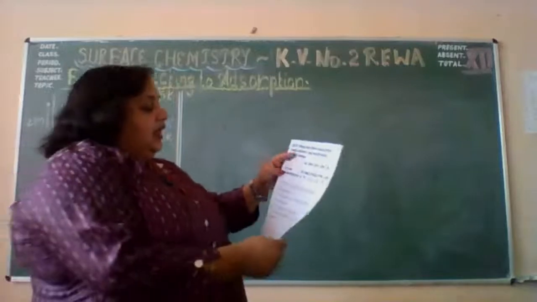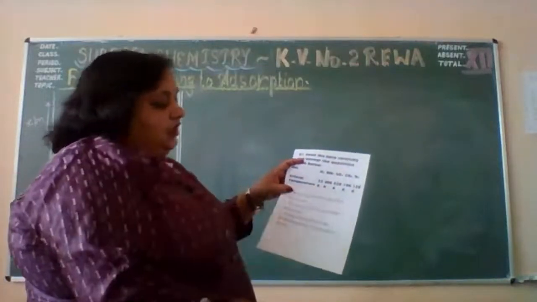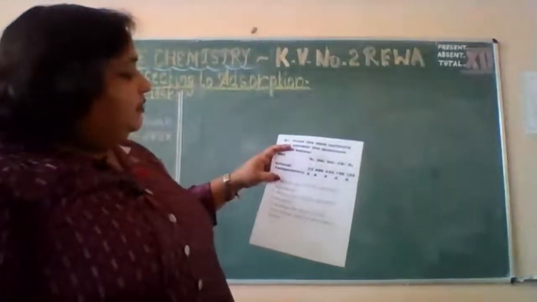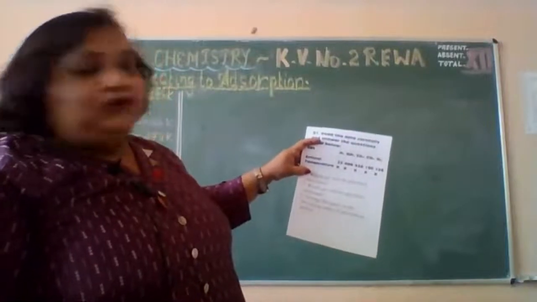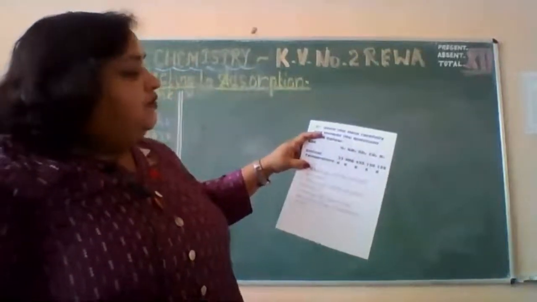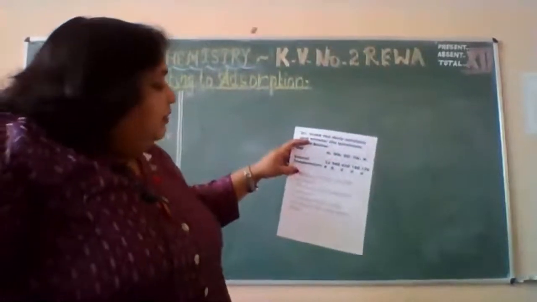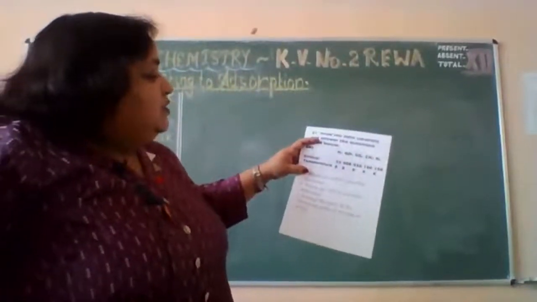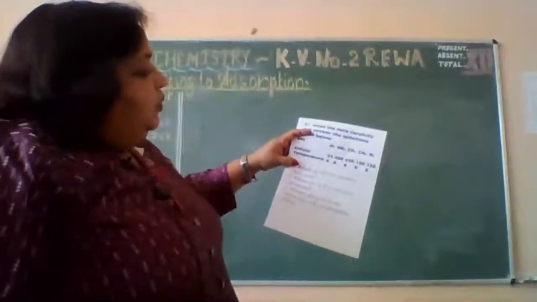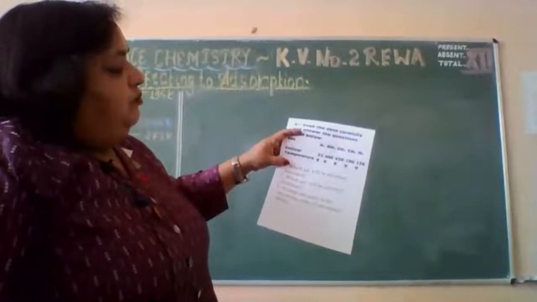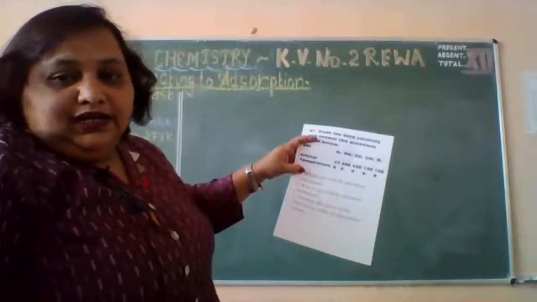So here hydrogen has the lowest value of critical temperature, and sulfur dioxide has the highest value. So sulfur dioxide will be the most efficient, will be adsorbed maximum, the minimum will be hydrogen, and the correct sequence will be H2, N2, CH4, methane, ammonia, and sulfur dioxide.